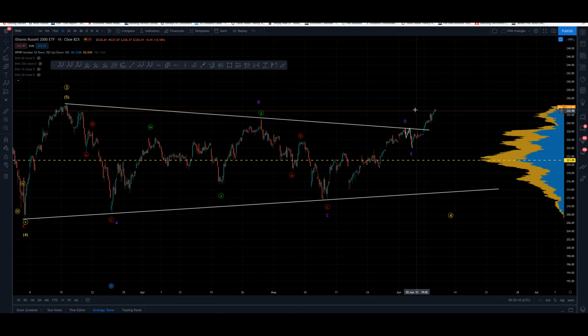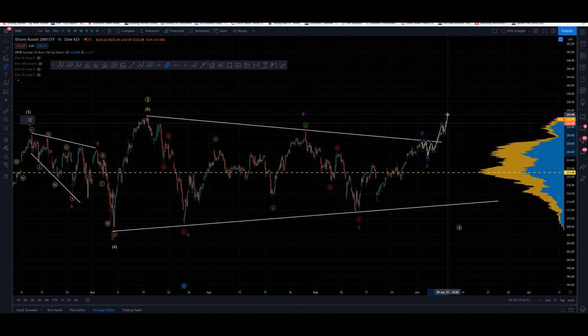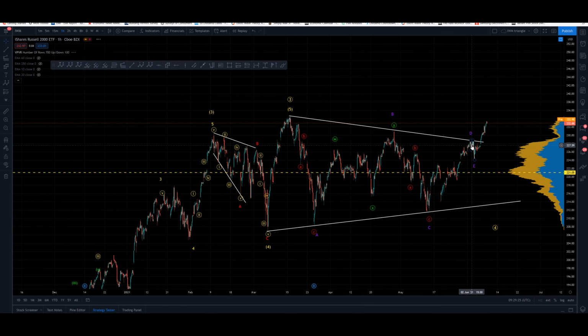peculiar manner with a very short E, and now we are going, and it's not impossible, otherwise I wouldn't be considering 1, 2, 3, 4, 5, and now we're working our way up in a series of impulse waves which will take us significantly higher. So that's one way of looking at it.